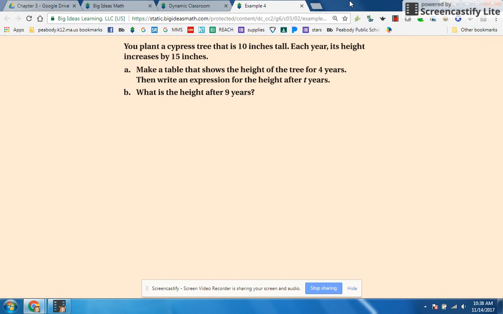Okay, let's try this one. This is going to be a multi-step. They want us to use a chart. I'm going to give you one to try just like this, and you might see one in the future. Hint, hint. So make sure you're watching this. You plant a cypress tree that is 10 inches tall. Each year, its height increases by 15 inches. Step A, make a table that shows the height of the tree for 4 years. Then write an expression for the height after T years. So they want to see if you can figure out a general formula for this.